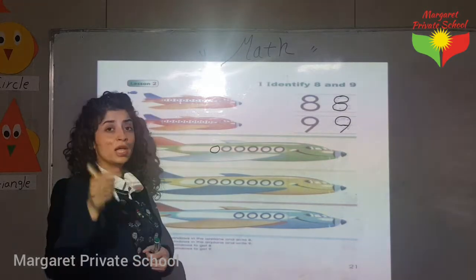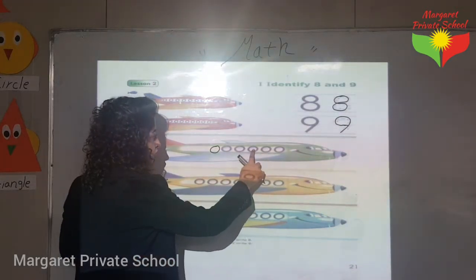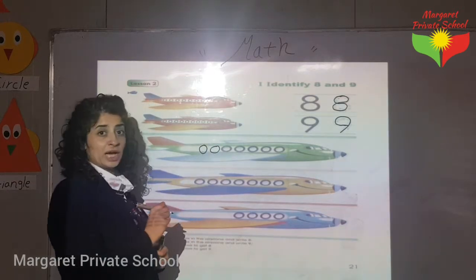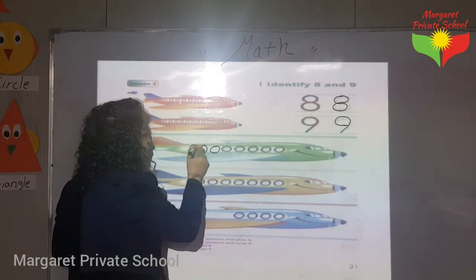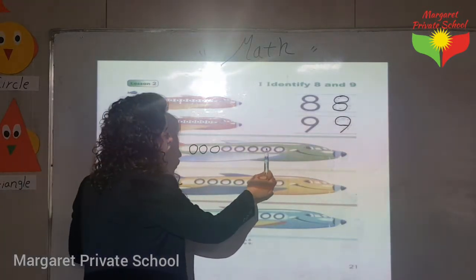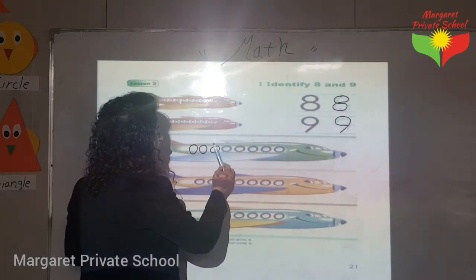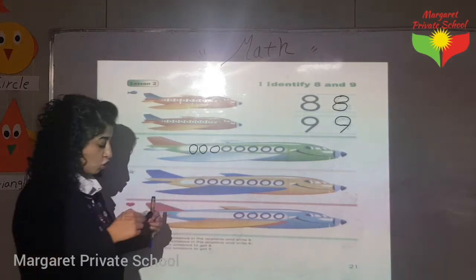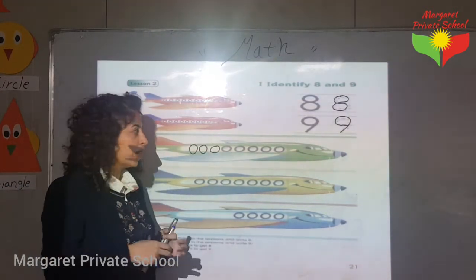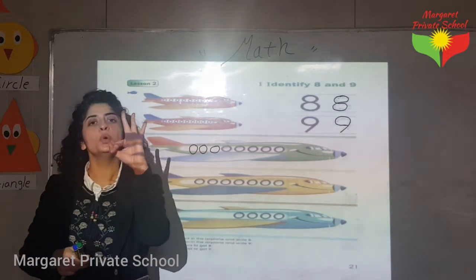Let's count 1 2 3 4 5 6. After 6 we have 7. After 7 we have 8. So let's count 1 2 3 4 5 6 7 8. So to draw more window to get number 8 you must draw 3 windows.